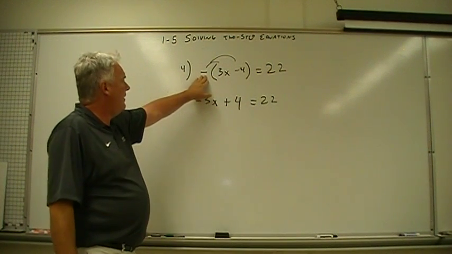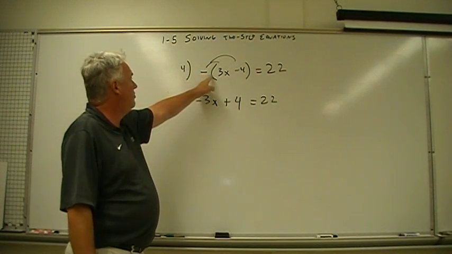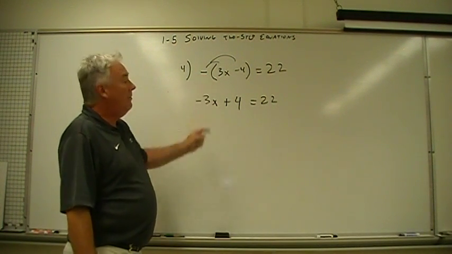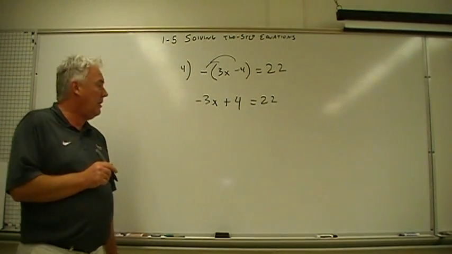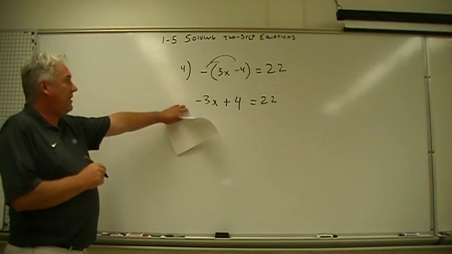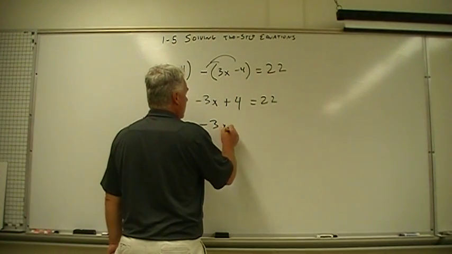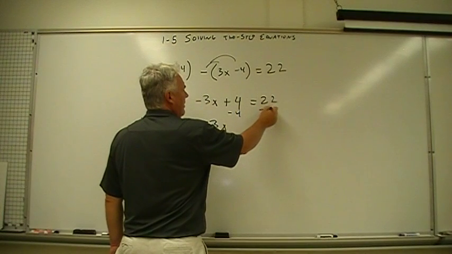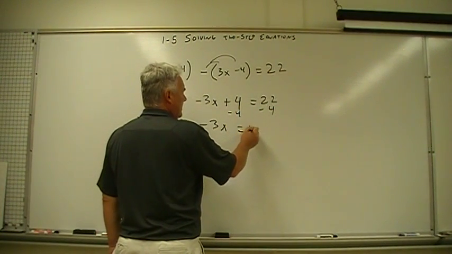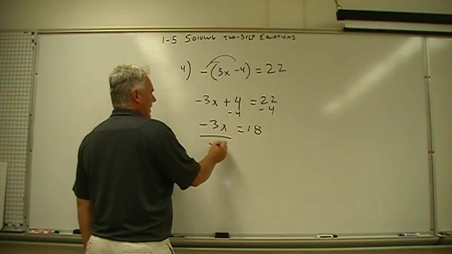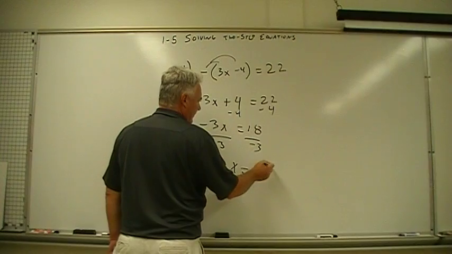And I know people think, well, it's a minus sign. Well, it is a minus sign, but it's joined here by multiplication. And that sometimes is a confusing part to math, okay? Oh my gosh, we have a 2-step equation. Take away 4, take away 4. -3x equals 18. Divide both sides by -3. X equals -6.